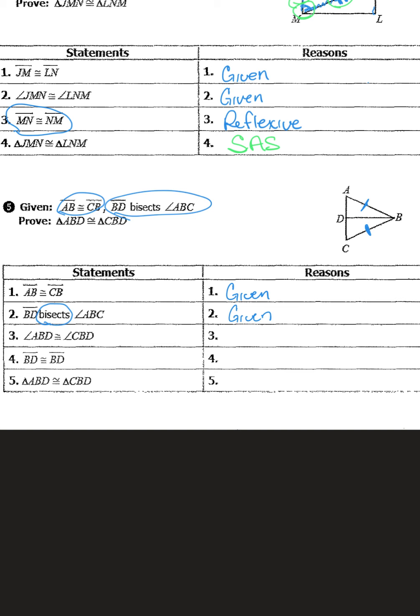Bisect is kind of like a midpoint, except it deals with angles. So this is telling you that this side bisected that angle up there at the top. So their next line is angle ABD is congruent to angle CBD. Why? Because of the definition of bisect.